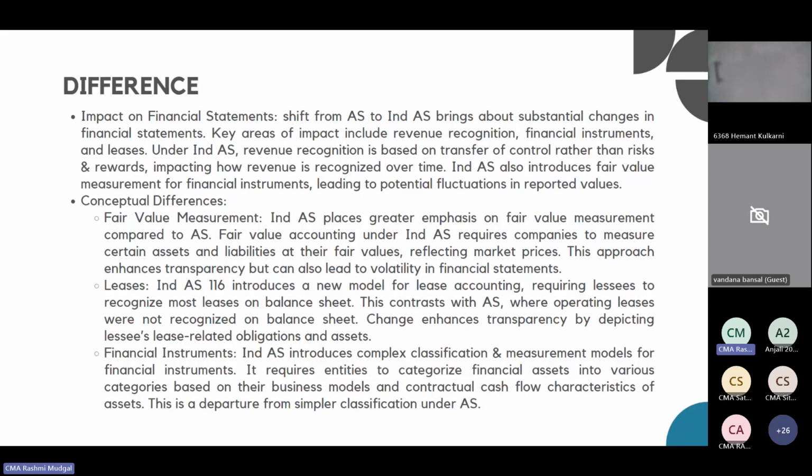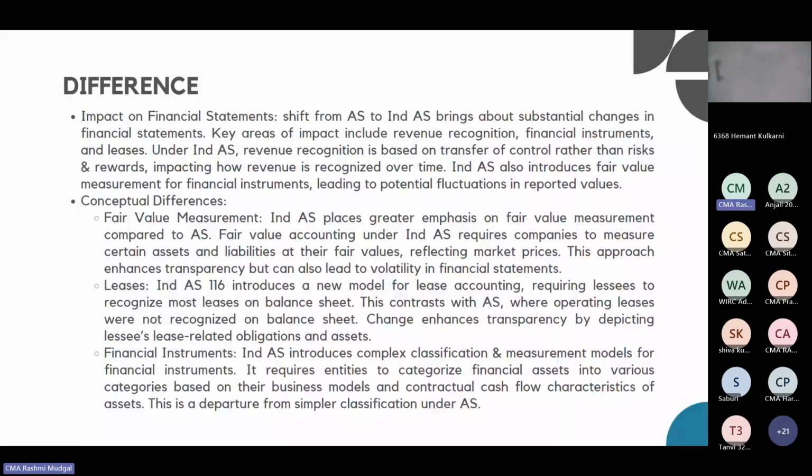Ind AS 116 introduced a new model for lease accounting, requiring lessees to recognize most leases on the balance sheet. Okay, in contrast with AS, under which operating leases were not recognized on the balance sheet. The change enhanced transparency by disclosing the lessee's lease-related obligations and the asset. So we have decided that whether it is a financial lease or an operating lease, the lessee will become the owner of the product and has to make it clear in the balance sheet.